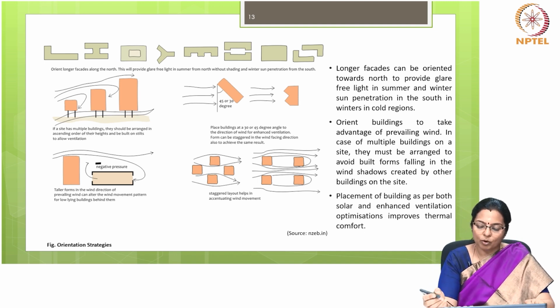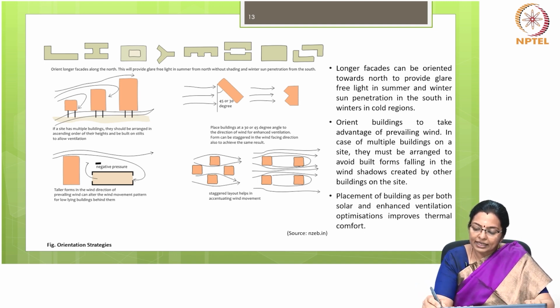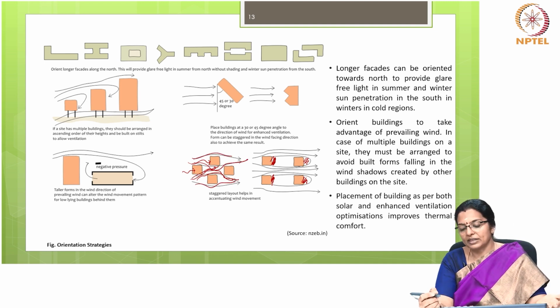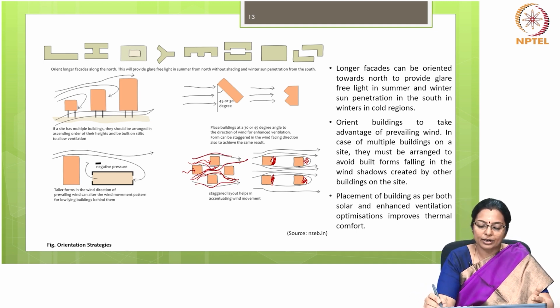If you look at some of these cases, positioning of a building like this will cause this whole surface to fall under the wind shadow region, and therefore it is better to stagger the building, because you would have the wind flowing across the plan, and therefore none of the faces will fall under a complete wind shadow region.